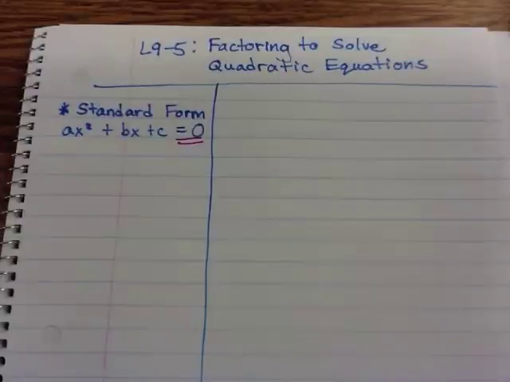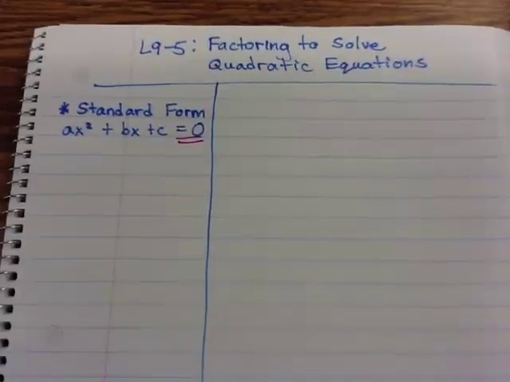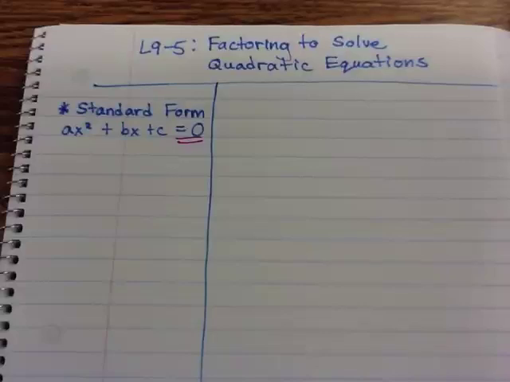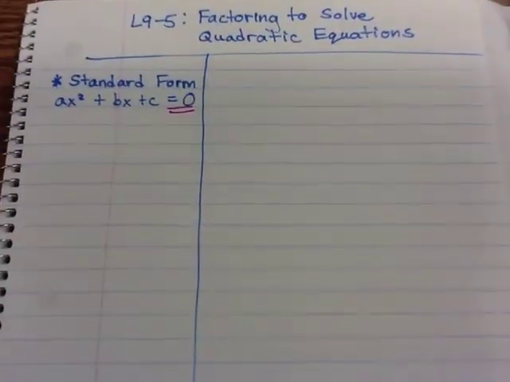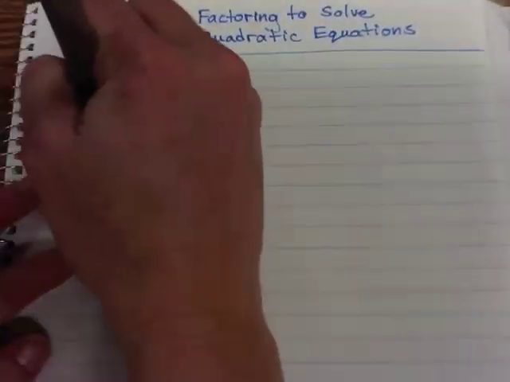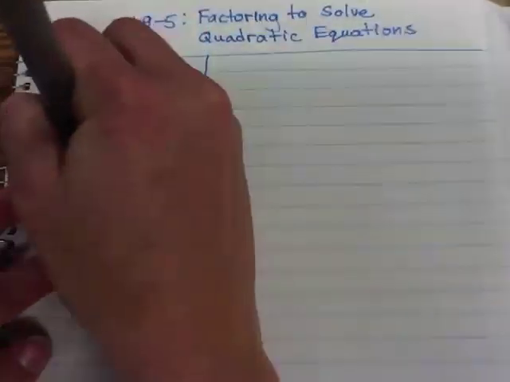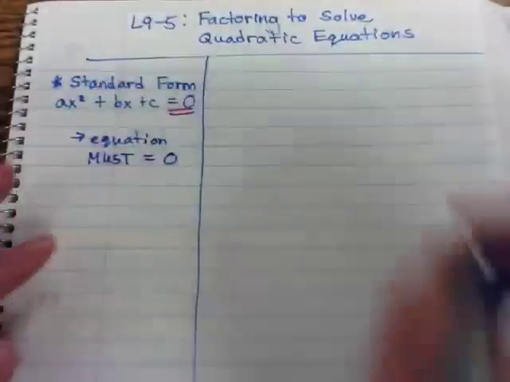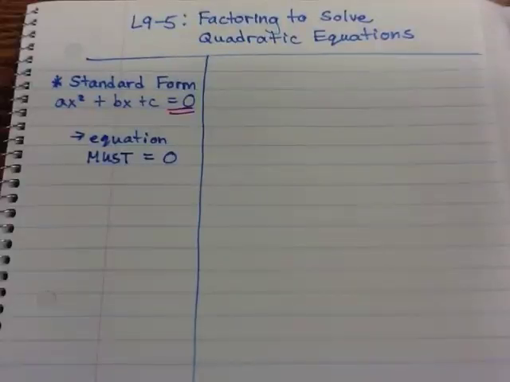In yesterday's lesson, the only time you're allowed to use the method you learned yesterday is when there's no bx. So now we're learning something that we can use when there is a bx. There's going to be 5 ways total in the end. You've learned 2, you're learning the 3rd today. So the equation must equal 0. If it doesn't equal 0, you need to move stuff around to make it equal 0.